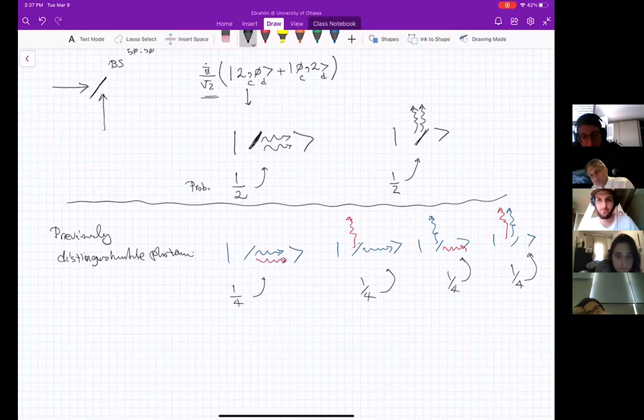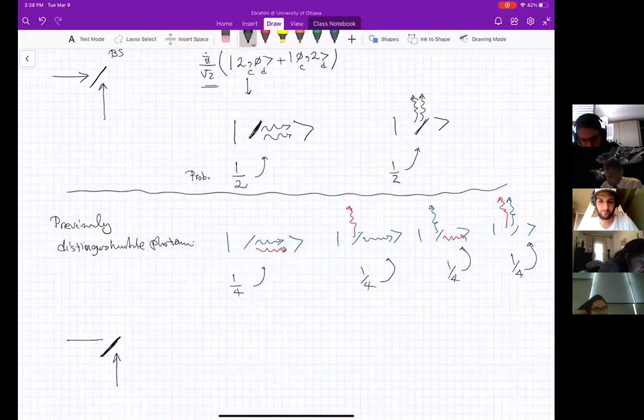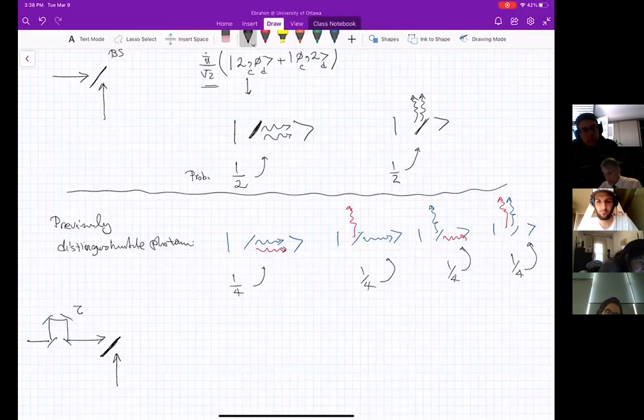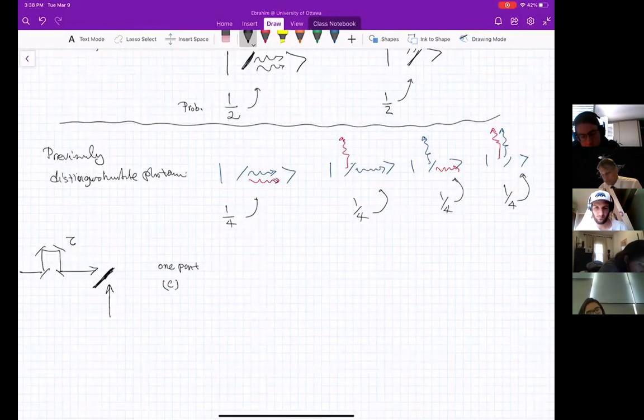Good? Clear? Now I'm telling you, go ahead with your famous Hong-Ou-Mandel experiment. Do it this way. You have a trombone in one of the arms. You control the arrival time. And then you look at only one port, which is port C. What is happening in port C? And I do see that we do have the Hong-Ou-Mandel dip.